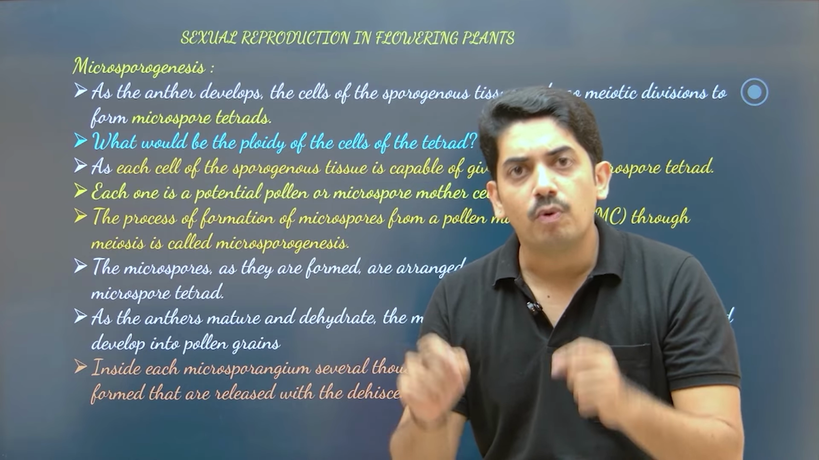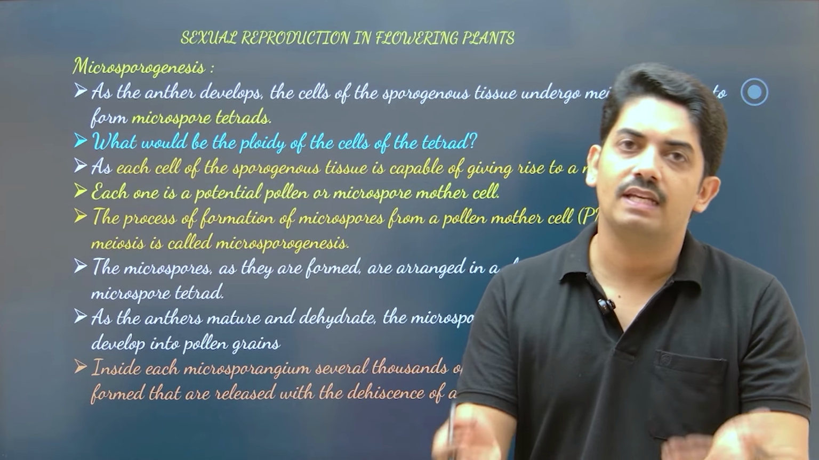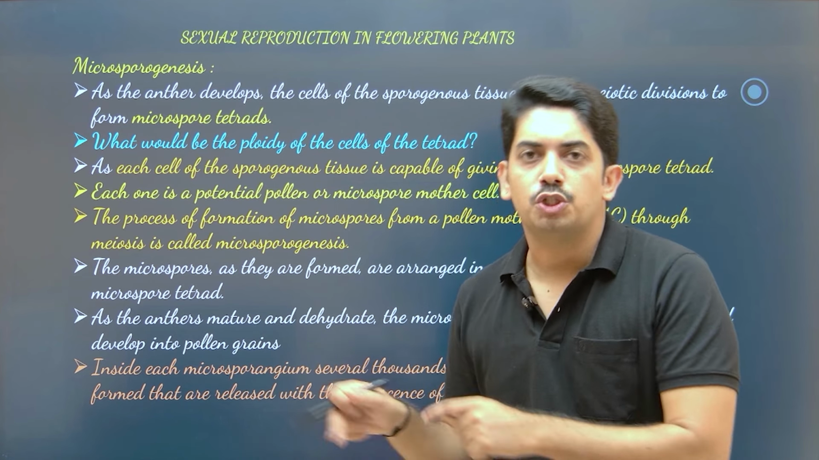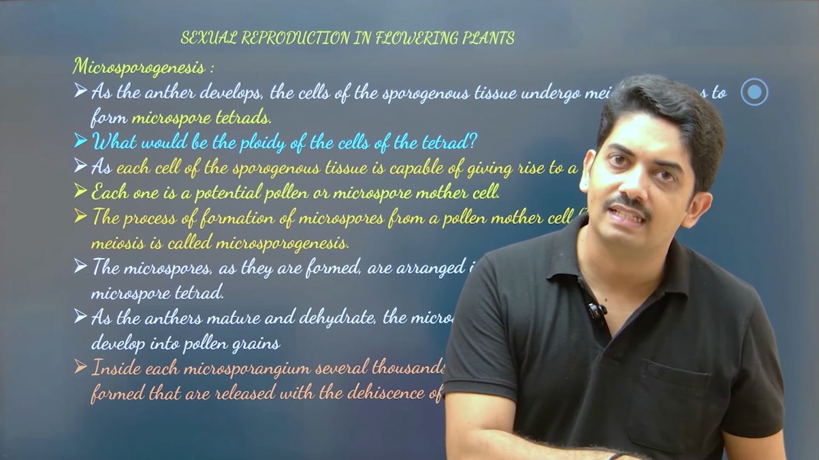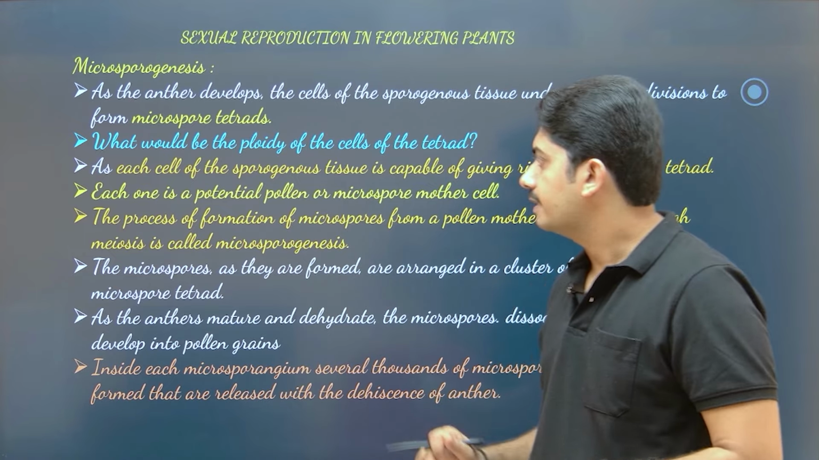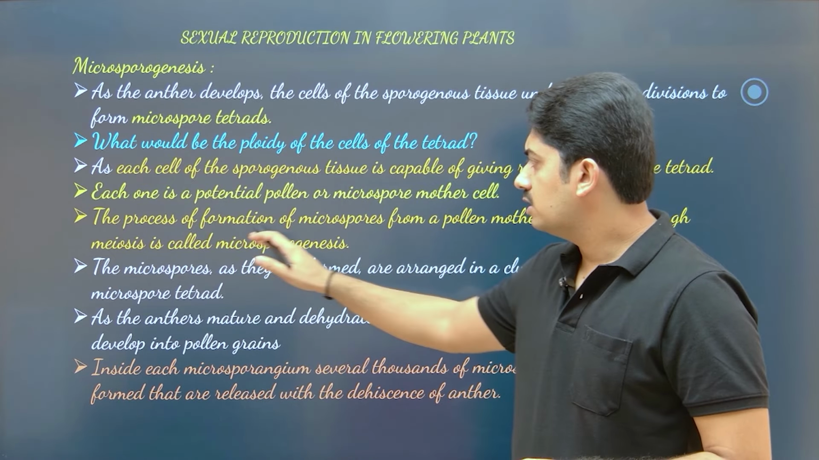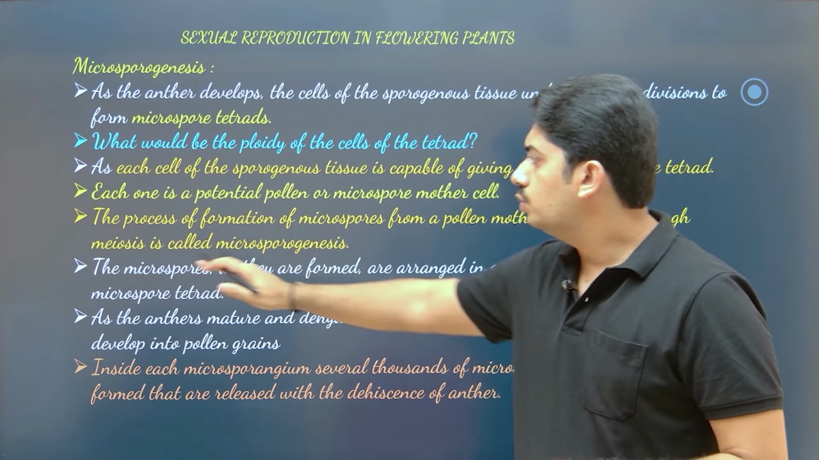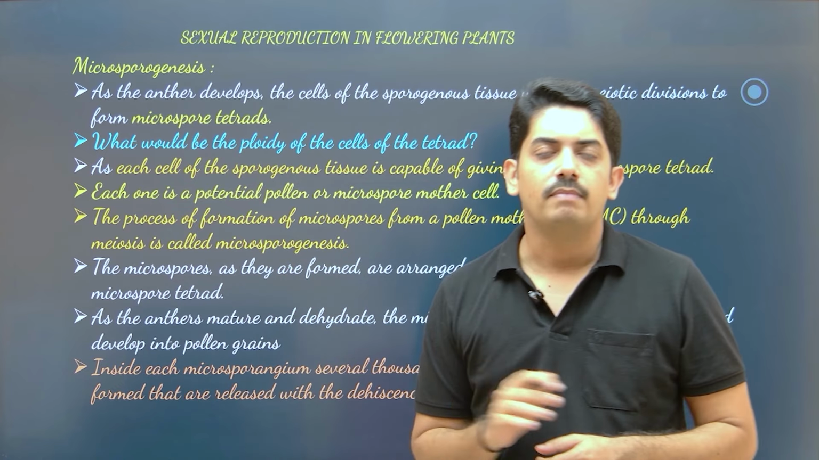Similarly, each pollen mother cell is capable of giving rise to a pollen grain. That means each sporogenous tissue is capable of giving rise to a pollen grain as well. That is the meaning of this statement. The process of formation of microspores from the pollen mother cell through meiosis is called microsporogenesis.